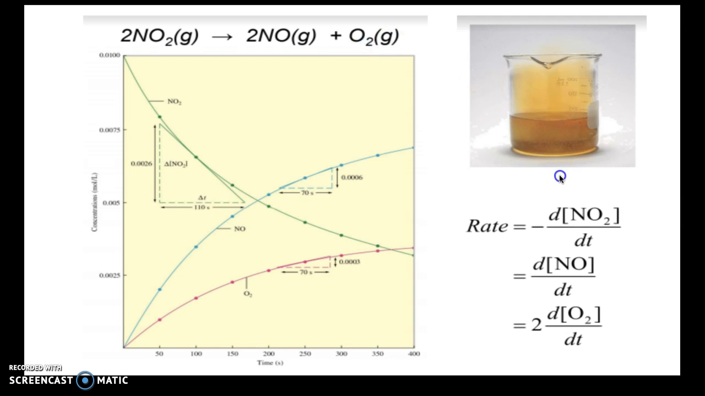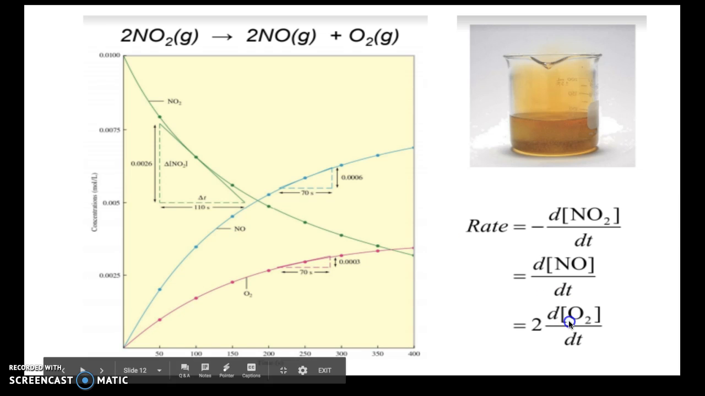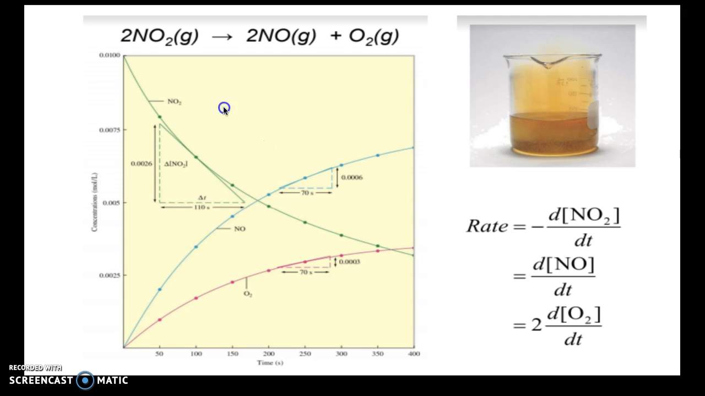So how does that affect things? When you're measuring the rates, like the rate with respect to NO or the rate with respect to O2, those 2 values are going to be different. In order to get them to be the same, let's say you're looking at the rate of disappearance of NO2, which is our reactant, and you're trying to set it equivalent to the rate of appearance of NO.